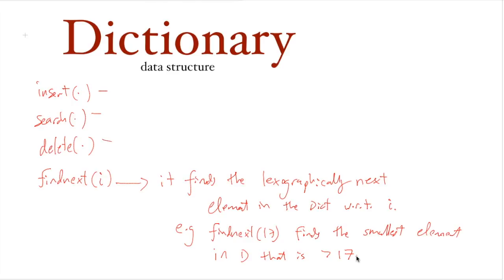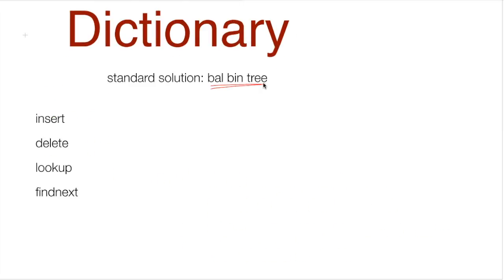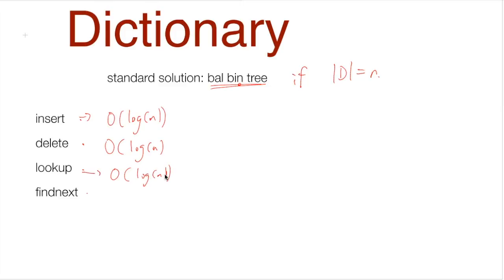If you actually think about a dictionary, what is the word right after flower in the dictionary? That would be find next of flower. How many of you have taken 2150 so far? Great. So all of you have implemented a balanced binary tree. That's a standard solution for this problem, balanced binary tree. And how much do each of these operations take in a balanced binary tree? If the size of D is n right now, log n, delete, log n, look up, log n.